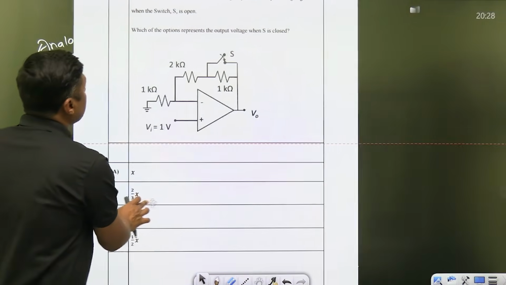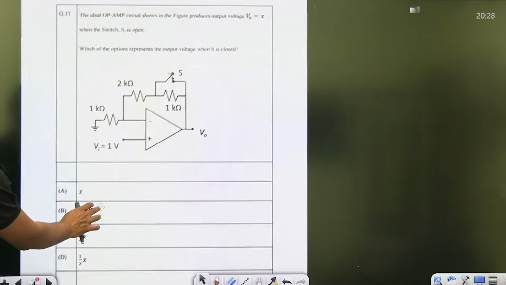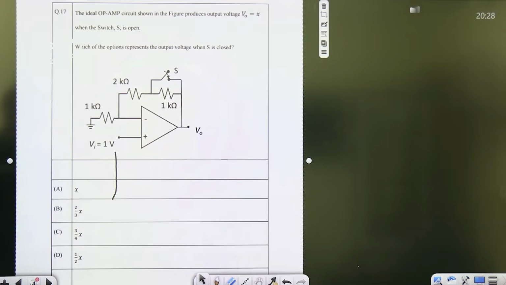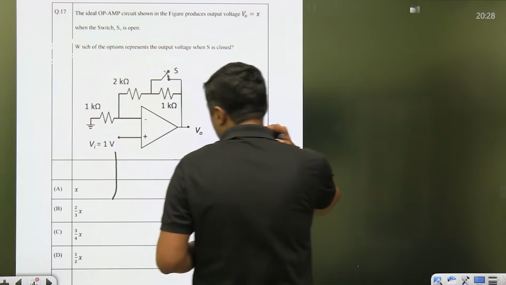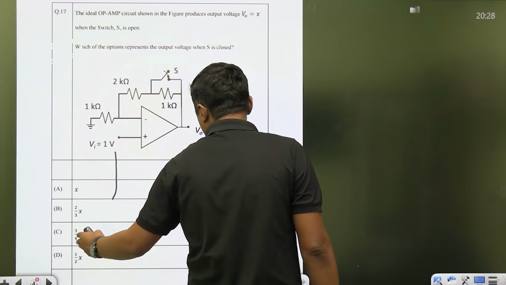Read the question. Now it is visible. Operational amplifier given, 2 kilo ohm, 1 kilo ohm, 1 kilo ohm resistors. Initially the switch is open. Now the switch is closed. So what will be the output? Guys, remember the answers: X, 2 by 3 X, 3 by 4 X, 1 by 2 X.